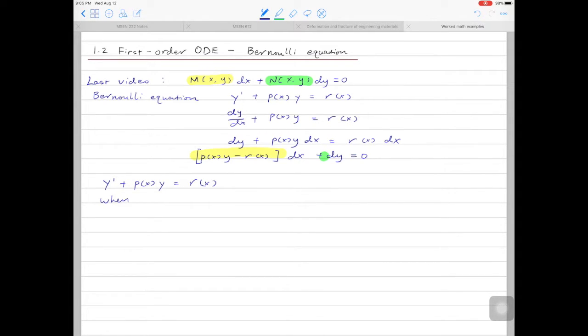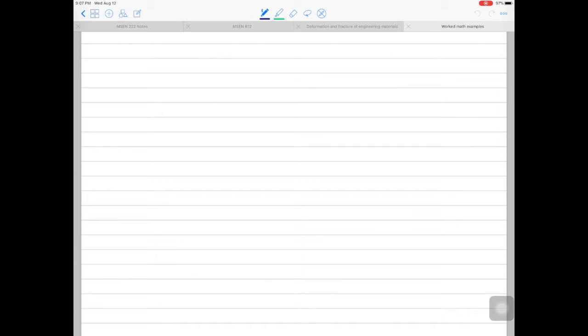There are two scenarios. In the first case, when r(x) is equal to 0, we call this equation a homogeneous linear ODE. In the second case, when r(x) is not equal to 0, we call this equation a non-homogeneous linear ODE. In this video, we'll look at the homogeneous linear ODE, and in the next video, we'll look at the non-homogeneous case.